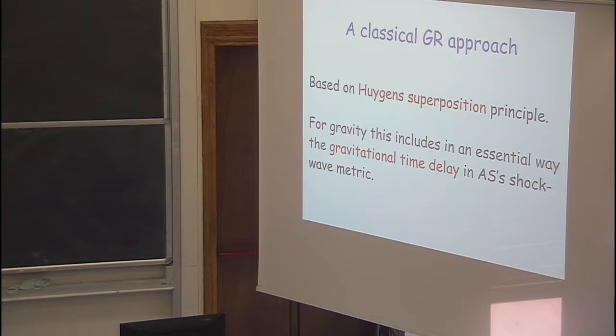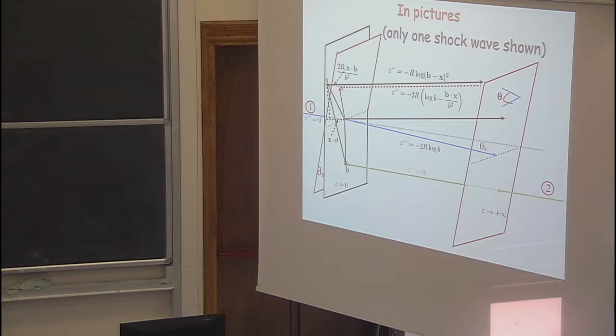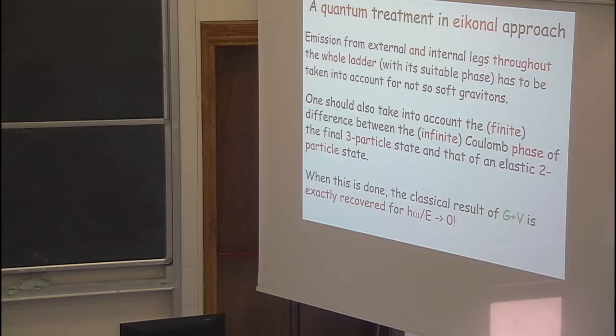So I will sketch very quickly the classical approach. It is based on Huygens' superposition principle, which for gravity includes in an essential way the gravitational time delay in the shock wave matrix. I'm not going to explain this picture, it would take more than the 8 minutes left. But this is just to give you an idea of how you reconstruct the far away wave out of a coherent sum of different waves which have a geometrical phase difference plus a phase difference due to the gravitational time delay. We did that with Gruzinov and got some result, which coincides with the one we get in the other treatment, so I will only show it later.